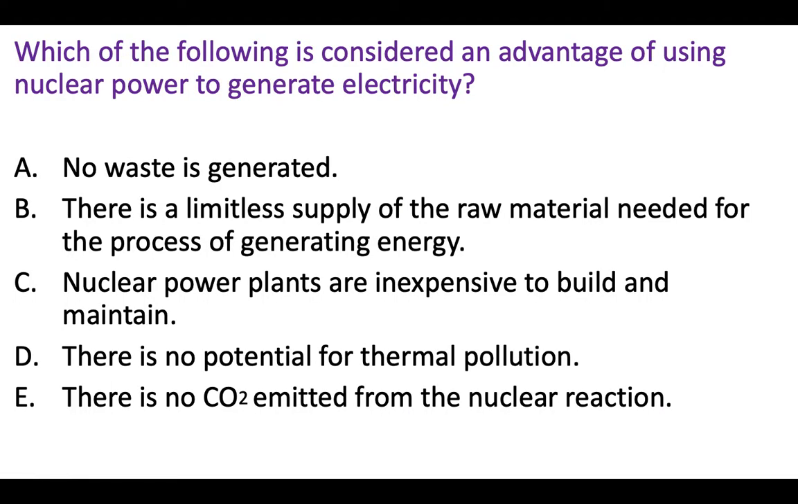Which of the following is considered an advantage of using nuclear energy? Correct. There's no CO2 emitted from the fission reaction. CO2 can be emitted when you're mining uranium or building the power plant, but not from the reaction itself. Nuclear waste is generated. Uranium is not unlimited. Nuclear power plants are expensive, and there is a lot of thermal pollution, so A through D do not work.